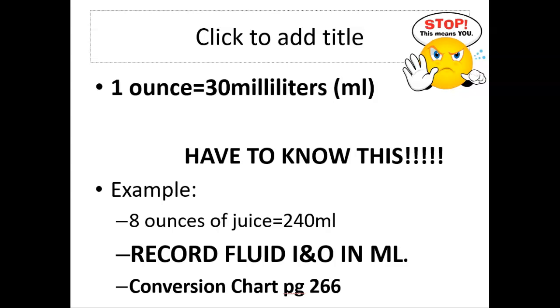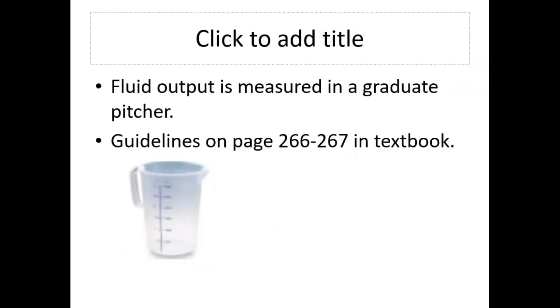You're going to record the fluid I&O in milliliters, and then there are conversion charts in your book, page 266. So if you struggle with doing this kind of math, you do need to do some practice, and there are some practice sheets in the worksheet section, I believe, that you can go through and do.